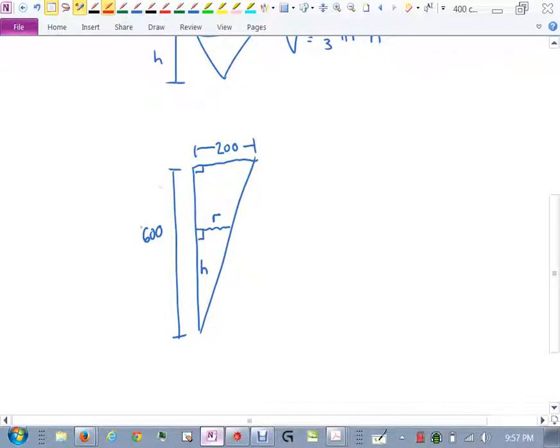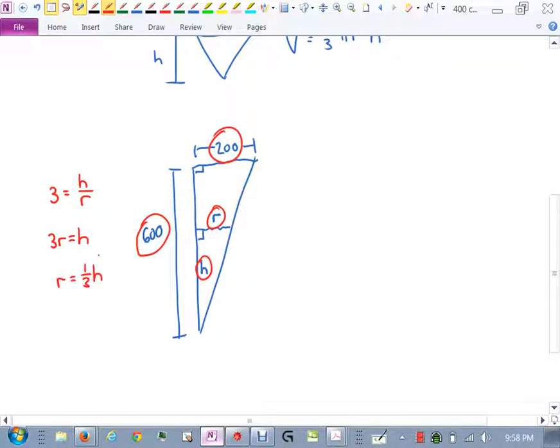Now I'm going to say this long side divided by this side, 600 divided by 200, which is 3, must be equal to this long side divided by this side, which is h over r, which means that 3r equals h. So I'll go the other way: r is 1/3 h.